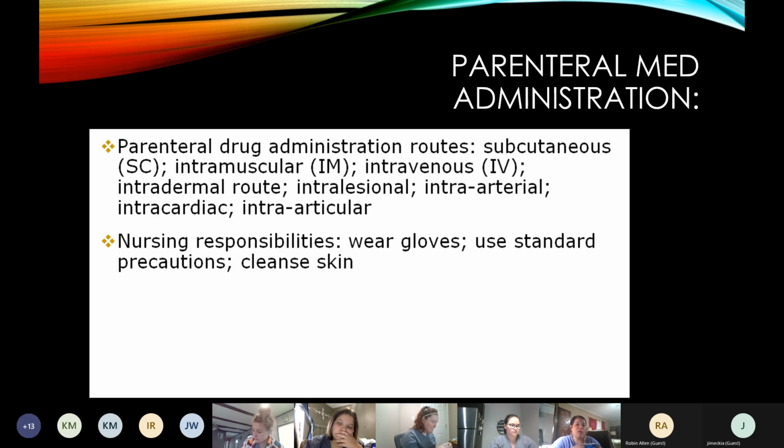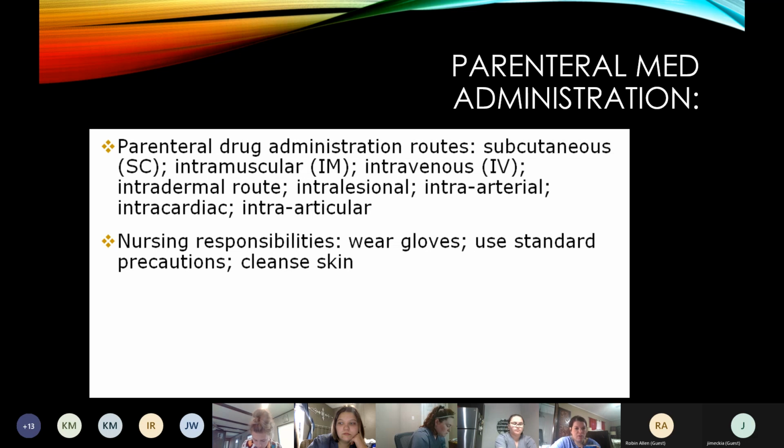Parenteral drug administration or non-oral routes, okay? So that's sub-Q, intramuscular, intravenous, intradermal, intralesional, intraarterial, intracardiac, and intraarticular. Okay, so that's basically everything outside of the oral route. We're always going to wear gloves, use standard precautions, and cleanse the skin prior to giving medications in this way. Okay, if we don't cleanse the skin, then we're providing a portal of entry for bacteria.